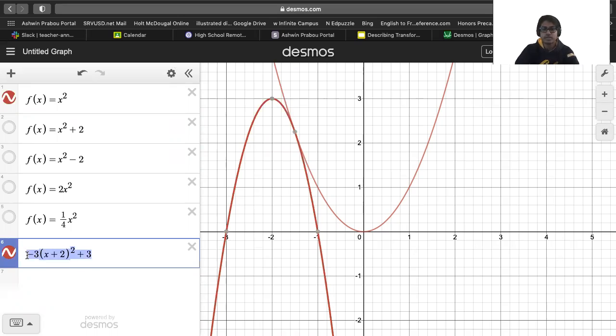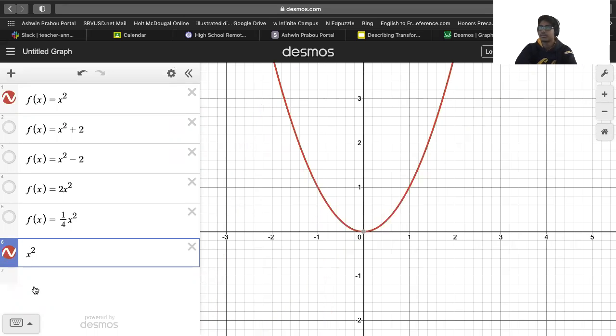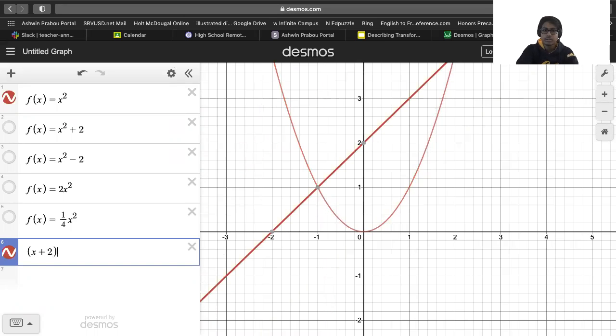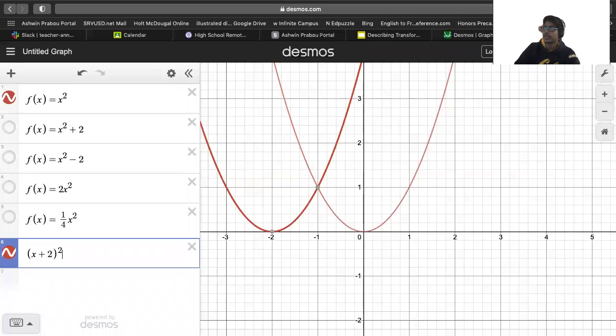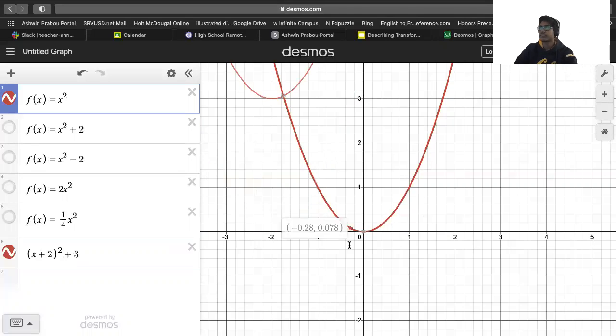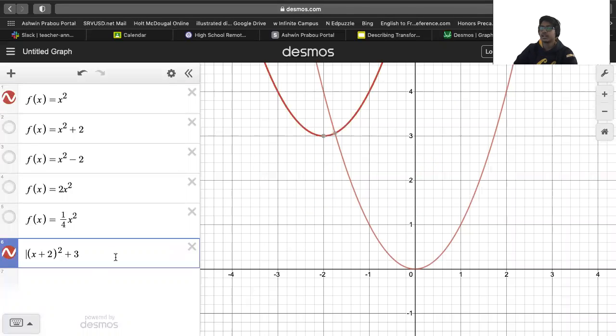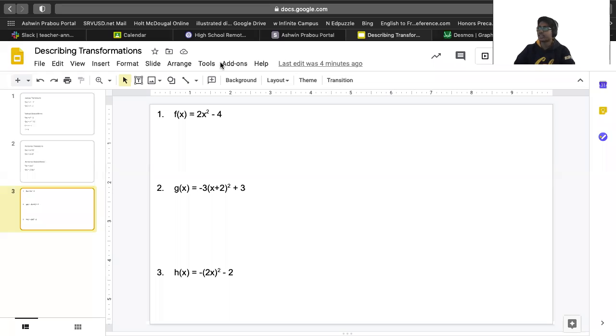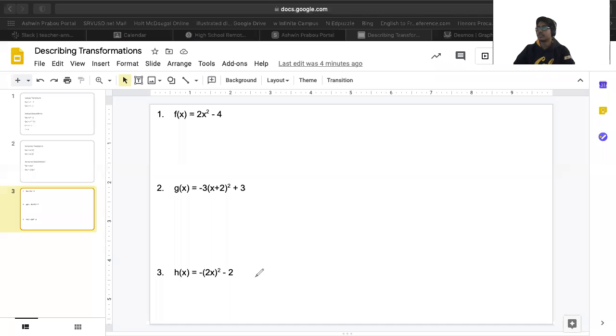So I think what I should do here is an easier step-by-step. So we've got x squared, and then we got that horizontal translation plus 2. So as you can see, it moved left 2. Plus 3, it's gone up 3. And then we had a vertical stretch of negative 3, which is moved right there. And for our last question, we've got negative 2x squared minus 2.